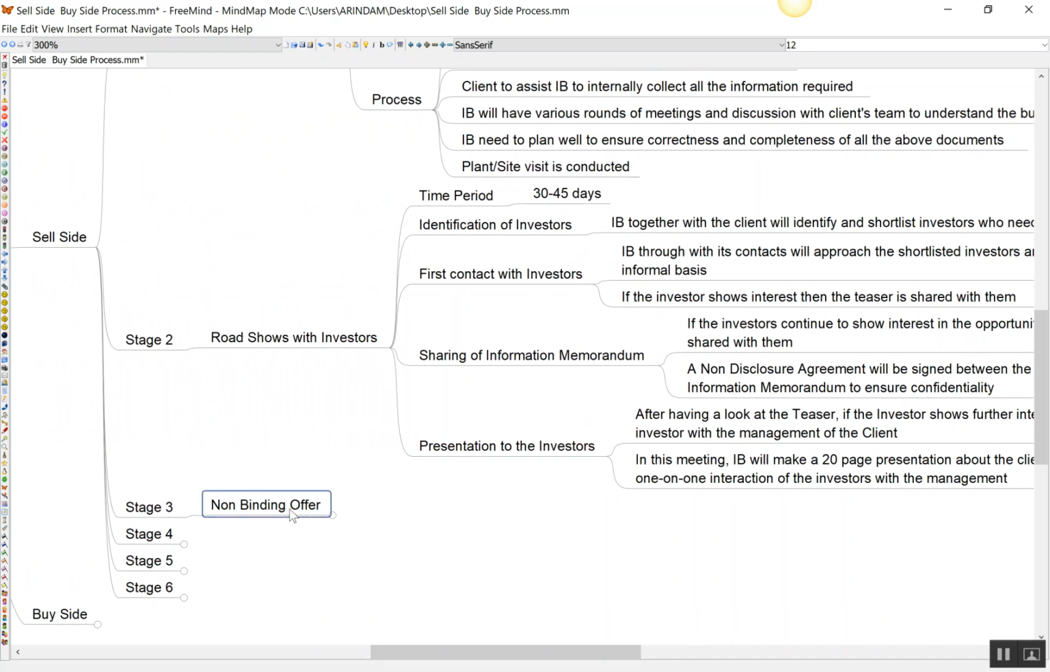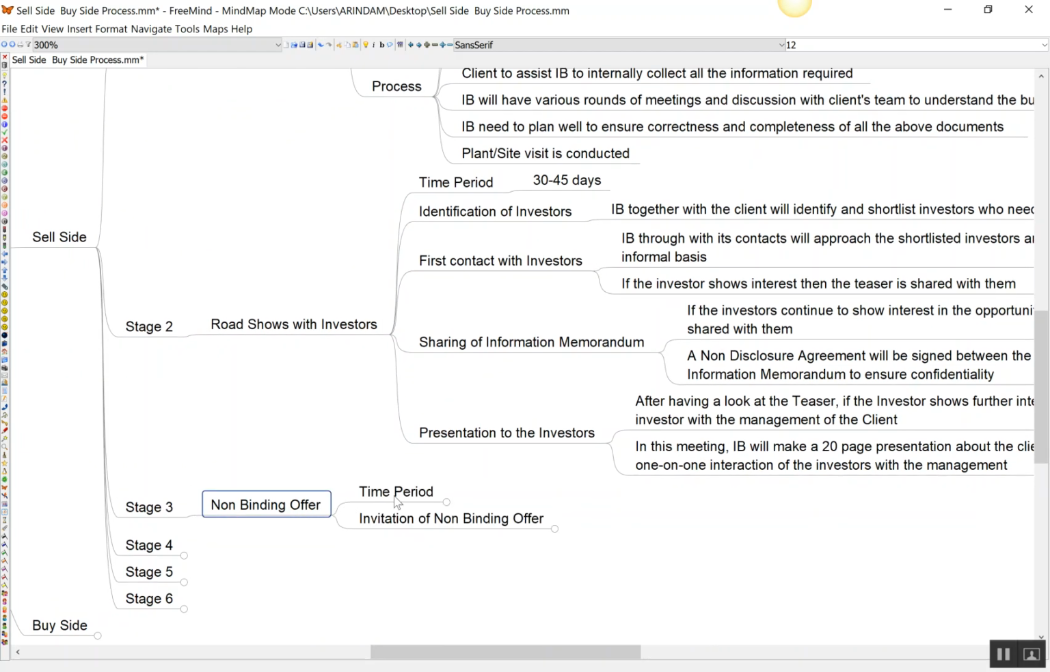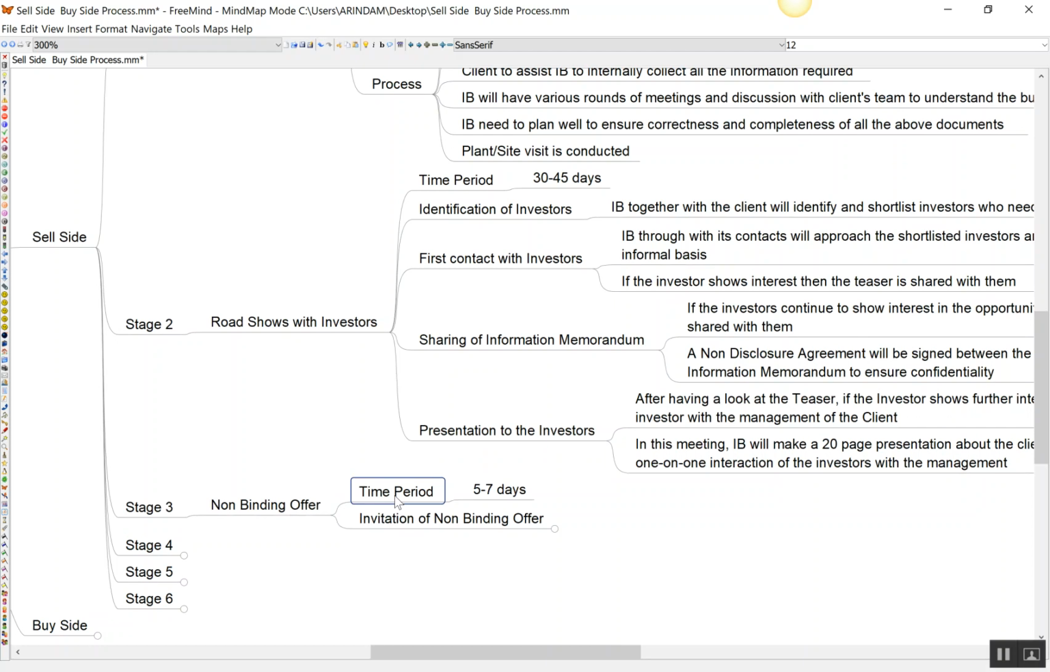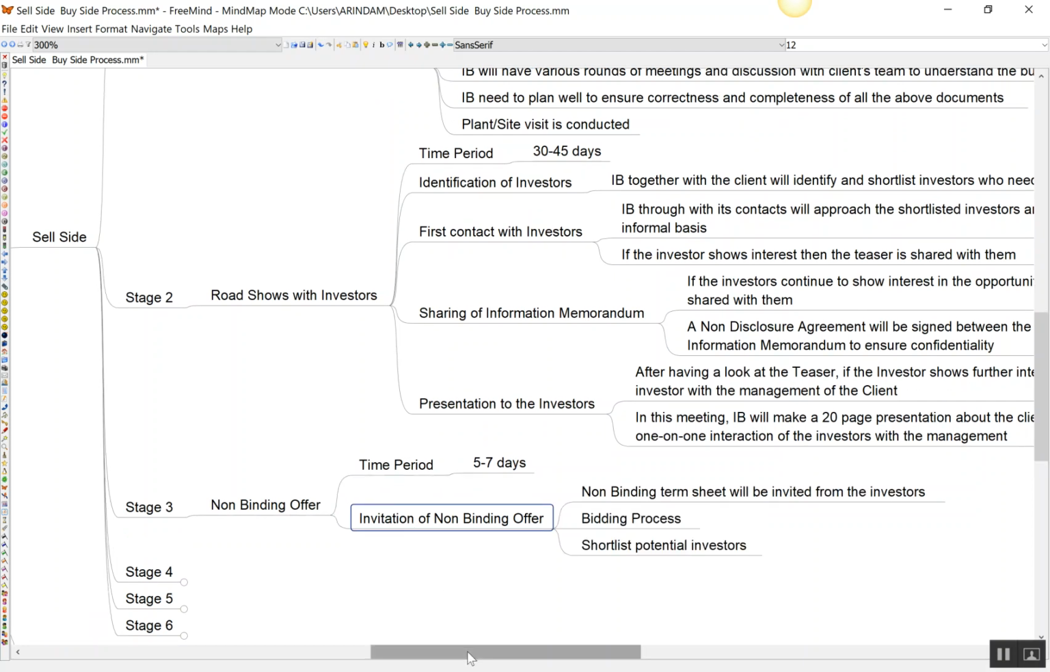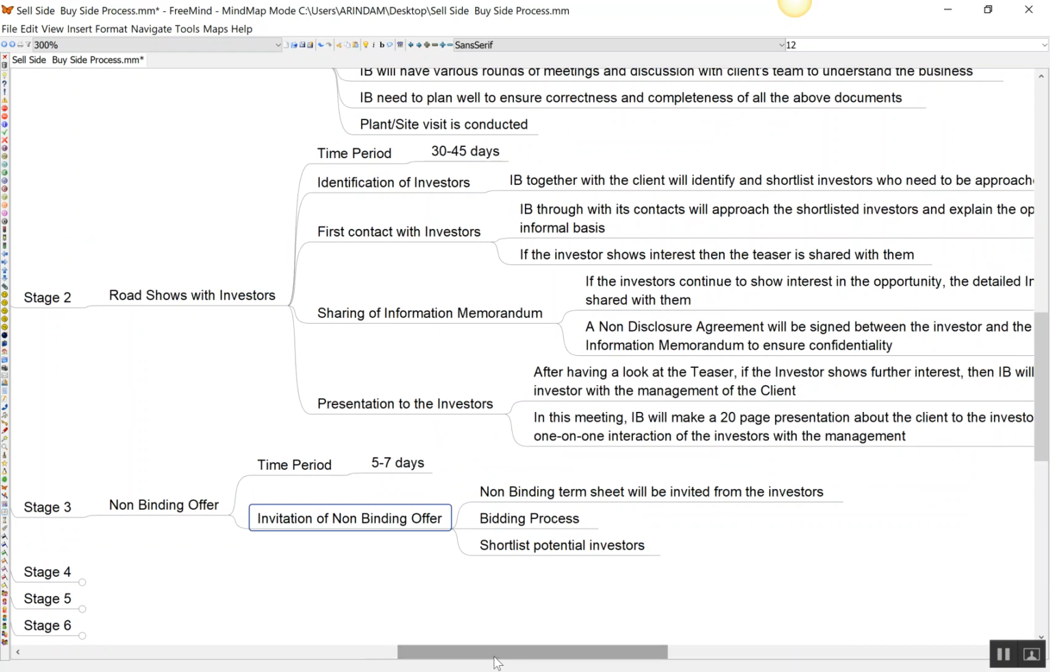In the third stage, which is the non-binding offer stage, the time period is roughly 5 to 7 days. Invitation of non-binding offers takes place in this stage, where a non-binding term sheet will be invited from the investors. The bidding process happens and the shortlisting of potential investors is undertaken at this stage.